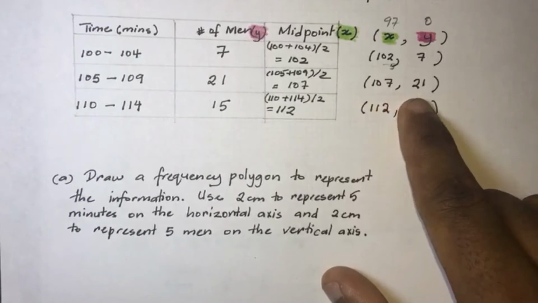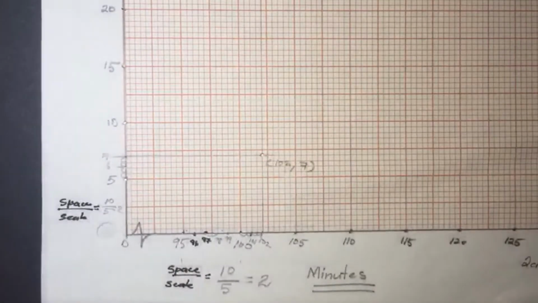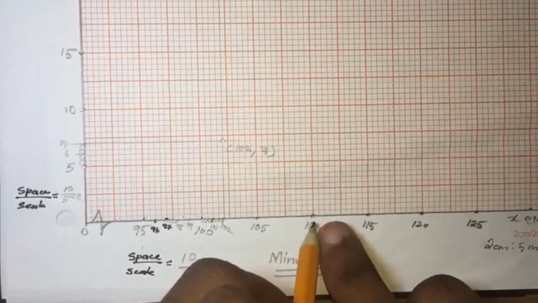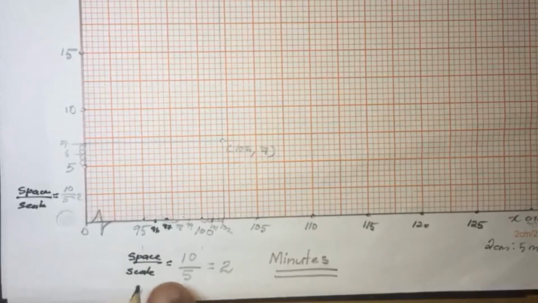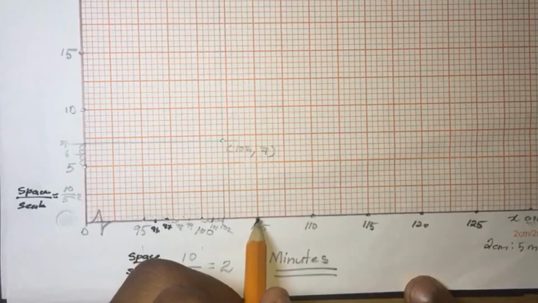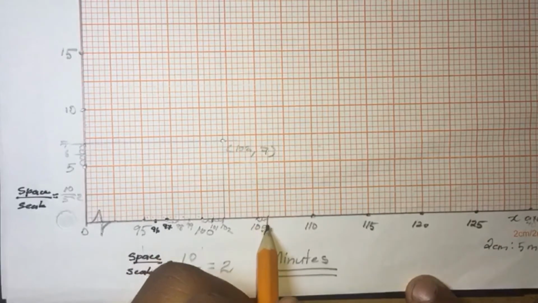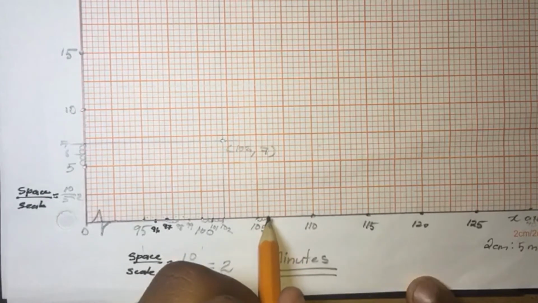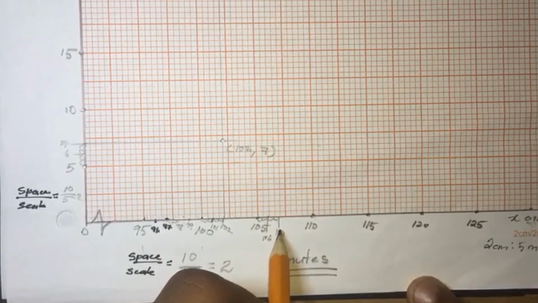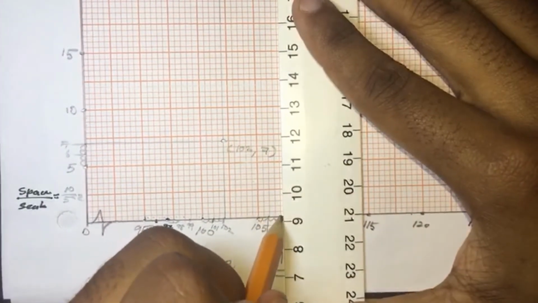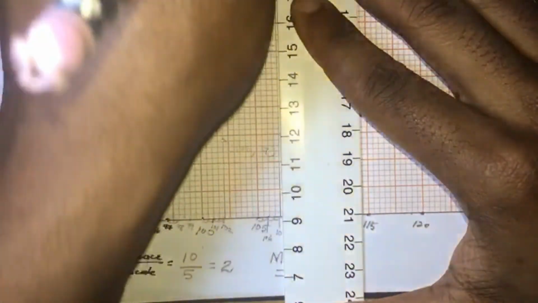Let us now plot the next point. 107 with 21. So I'm looking for 107, and 107 is somewhere between 105 and 110. Remember, using our scale, every 2 spaces is 1 unit. So starting from 105, 1, 2, this will give me 106. I don't want 106, I want 107. So I need to go 2 more spaces. 1, 2, this will give us the 107. So I'm going to draw my vertical line from 107 going upwards, just like so. There you go.